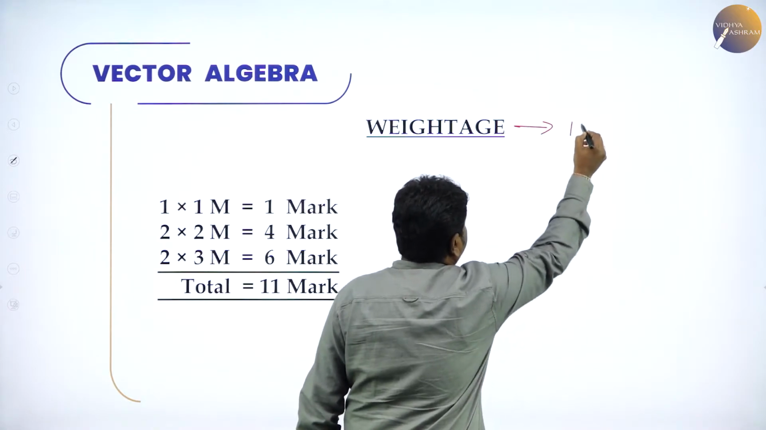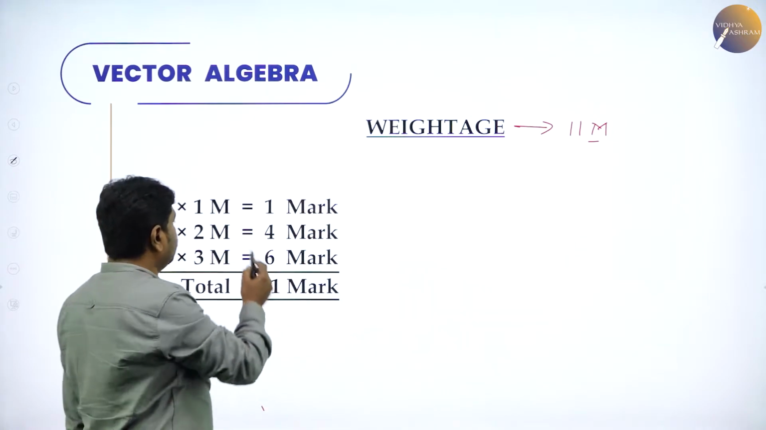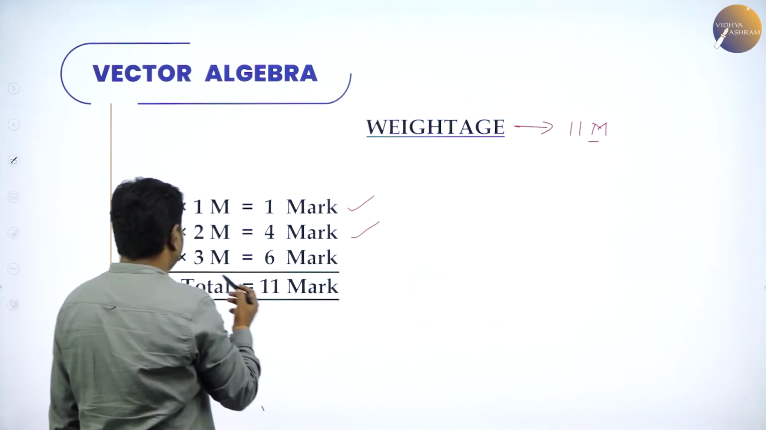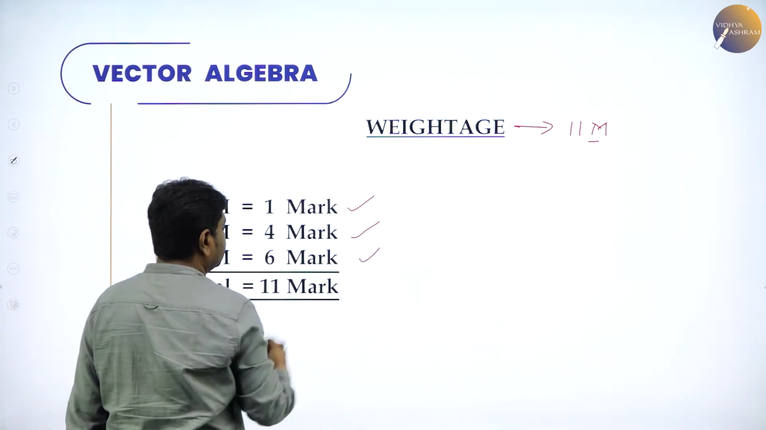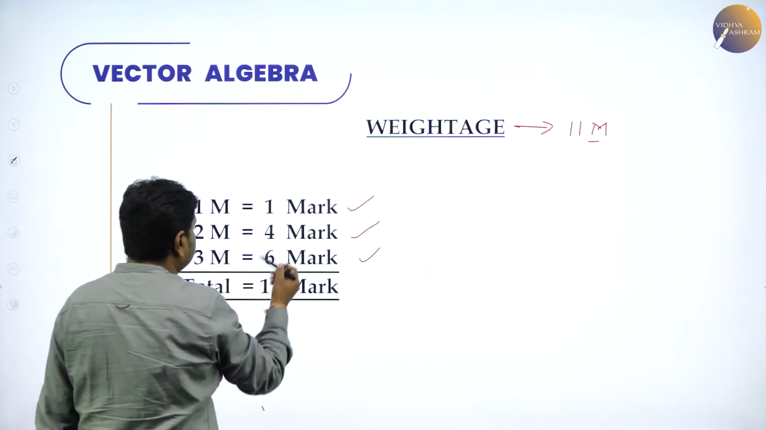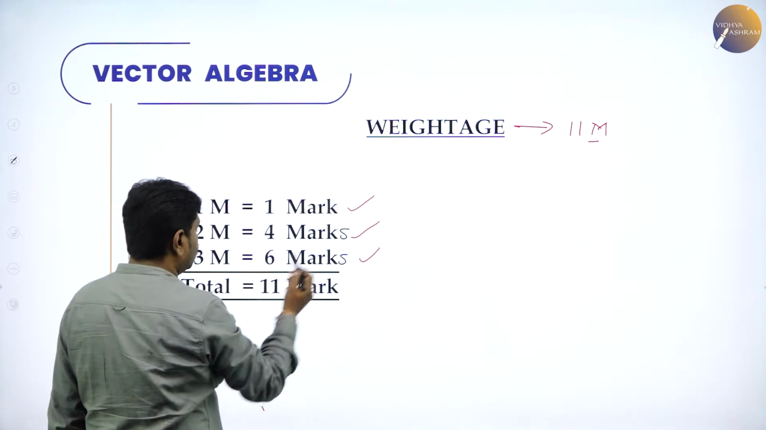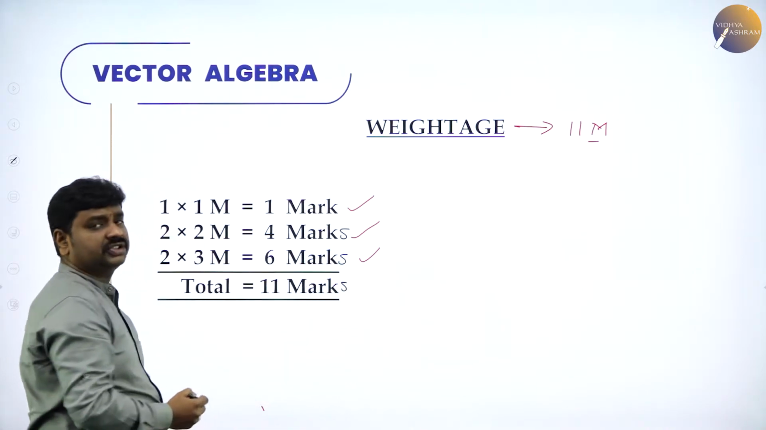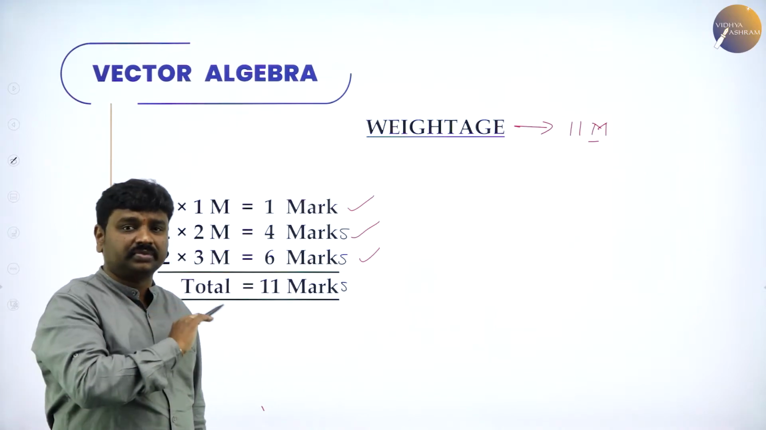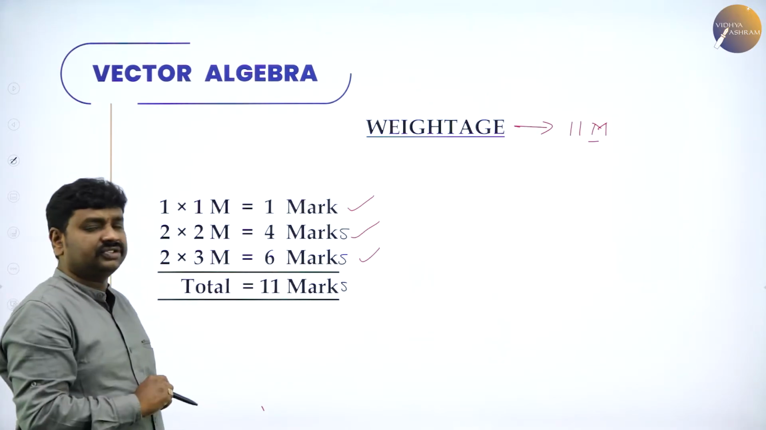The weightage for this chapter is how many marks? 11 marks. See, 11 marks is the total weightage. You'll have one 1 mark question and two 2 mark questions, 2 2s are 4 marks, and two 3 mark questions, 2 3s are 6 marks. Total 11 marks. This is the weightage. 1 marker, 2 marker, 3 markers you'll have. You'll not have 5 mark and 6 mark questions from this chapter.